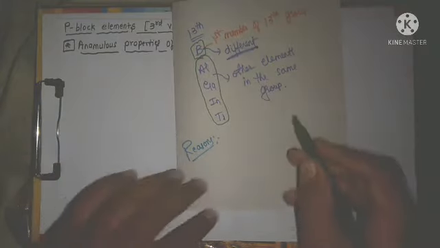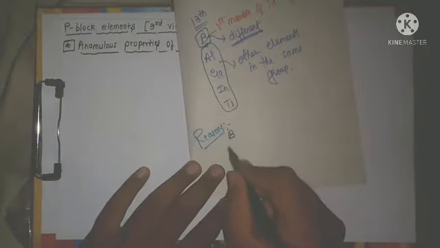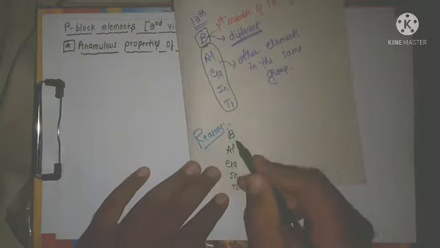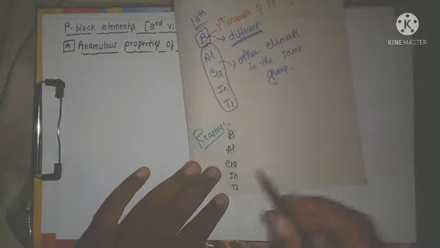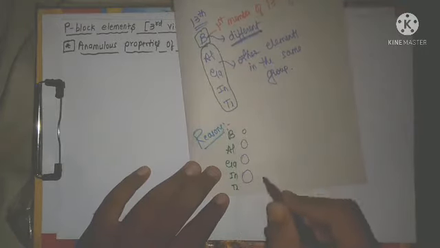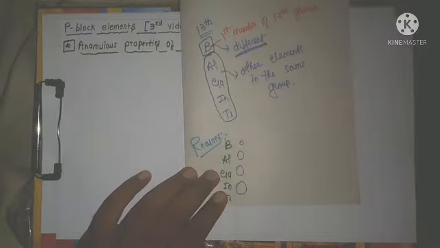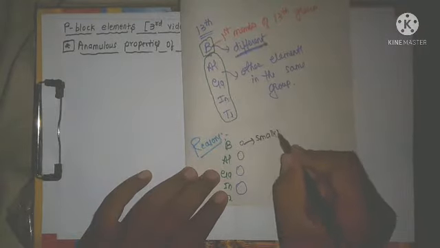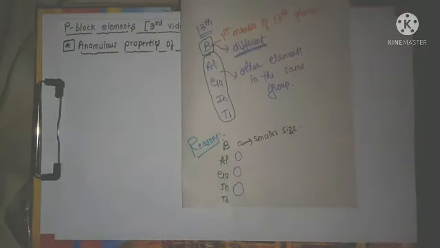If you check here, 13th group elements: boron, aluminium, gallium, indium, thallium. From top to bottom, size increases. Which one has the smallest size? Boron has a very small size. This is the first reason for the anomalous properties of boron. Why does boron show anomalous properties in the 13th group? The first reason is smaller size.